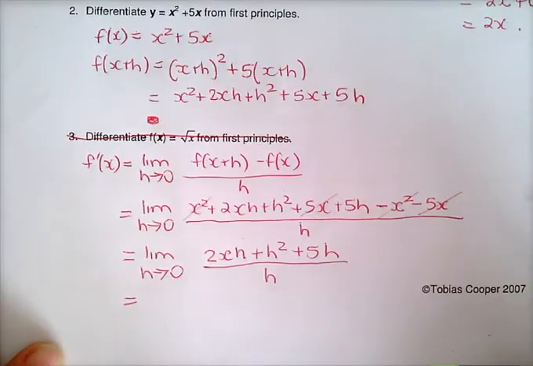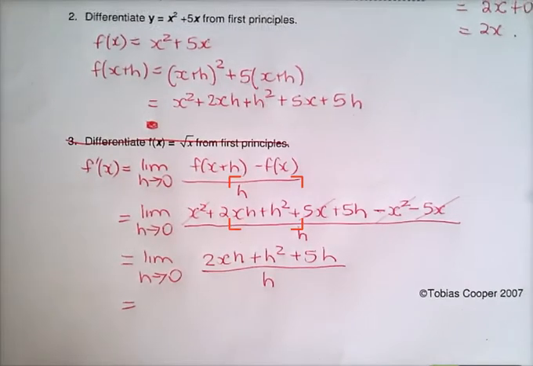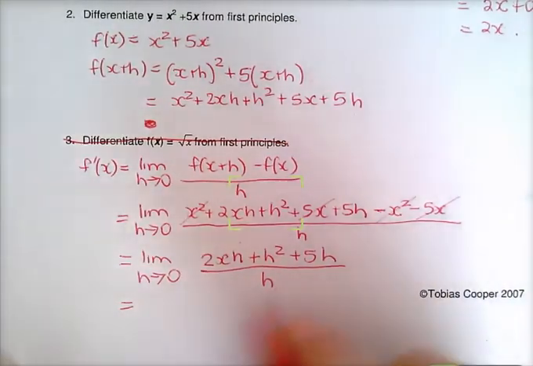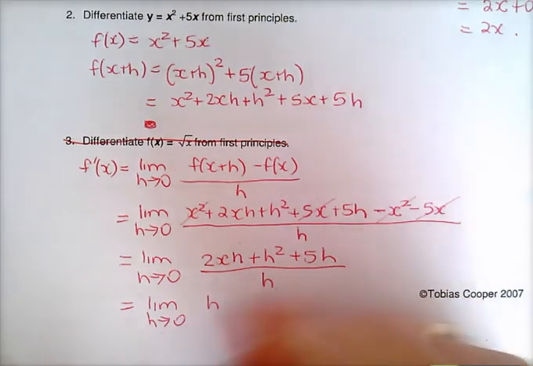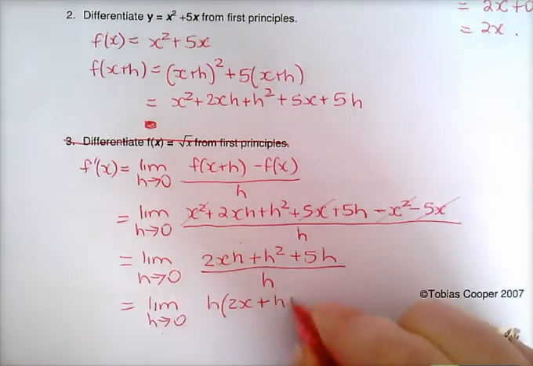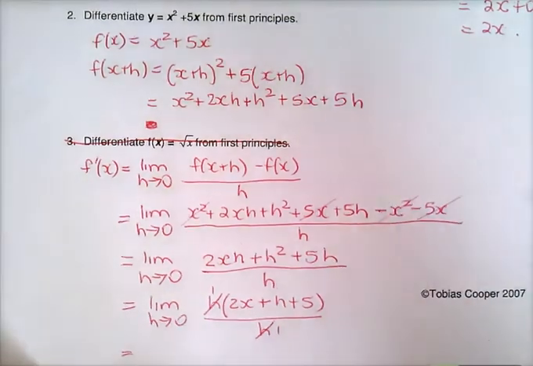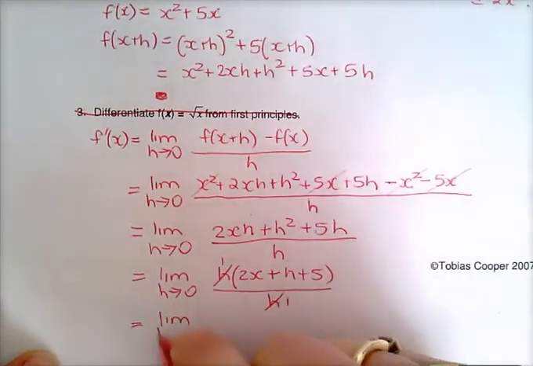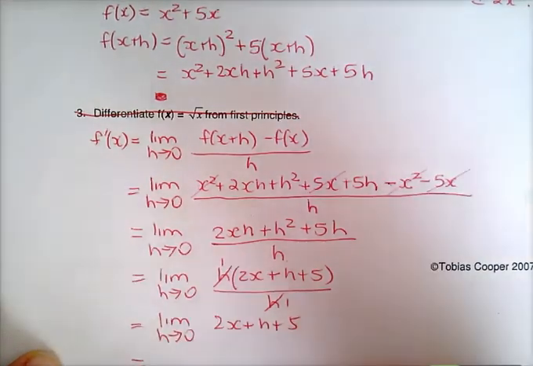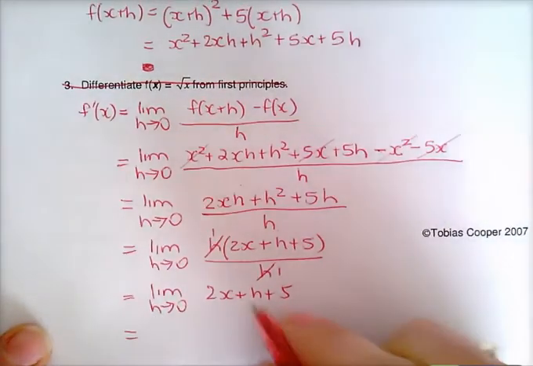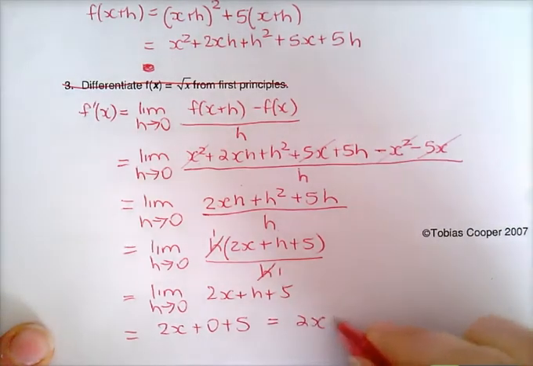Remembering to write limit as h approaches 0, because we keep writing that limit as h approaches 0 until we do our substitution. We still cannot substitute. So it's the limit as h approaches 0. And we can see that h is a common factor in the numerator, so pulling that out and cancelling the h's, replacing them with 1's, we get the limit as h approaches 0 of 2x plus h plus 5. Now we can substitute in h is 0, and if we do that we get 2x plus 0 plus 5, which is 2x plus 5.